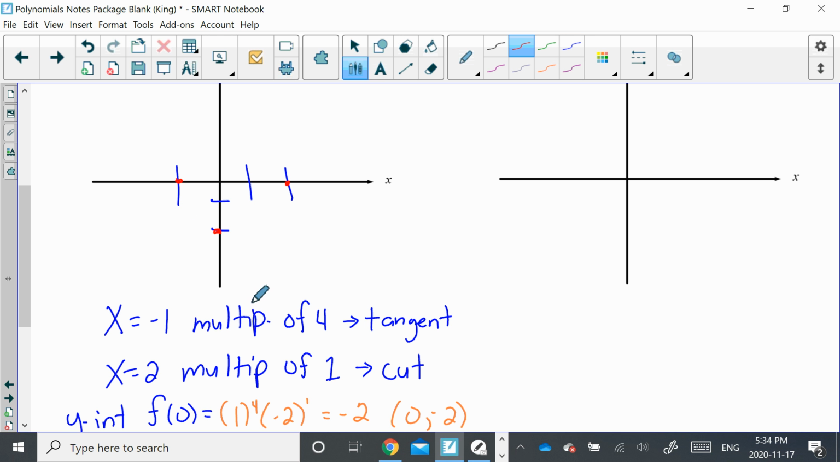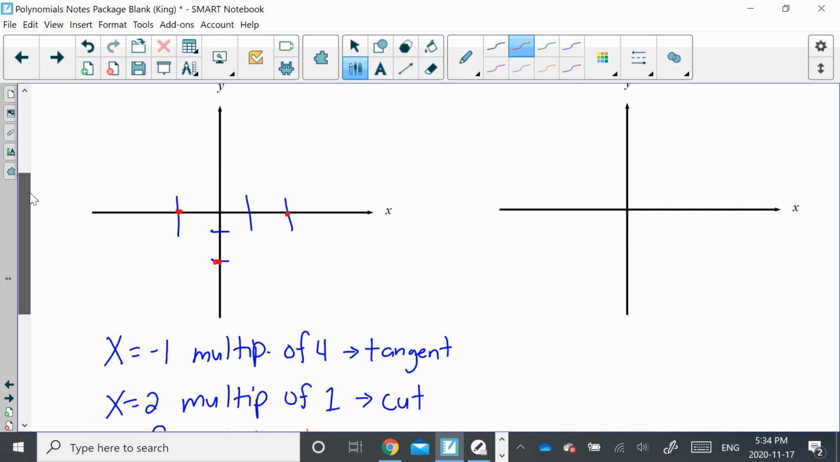Okay, so step 1 was always find your x and your y-intercepts. Step 2, we've already done. It's talking about the behavior at the zeros. So at this 0, we're going to be tangent. At this 0, we're going to cut through. Now, I don't know if I'm rising here or if I'm falling. So in order to figure that out, I need to figure out the degree of this polynomial function and the leading coefficient.